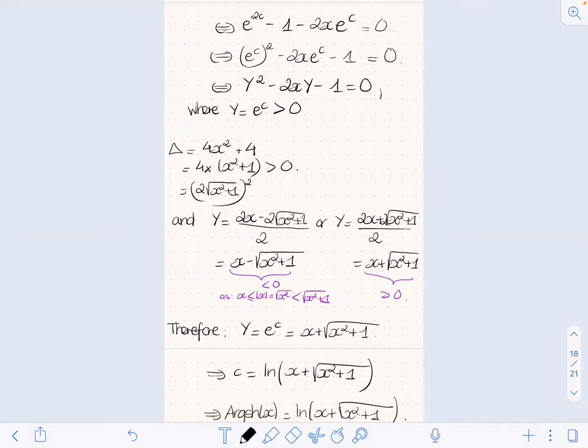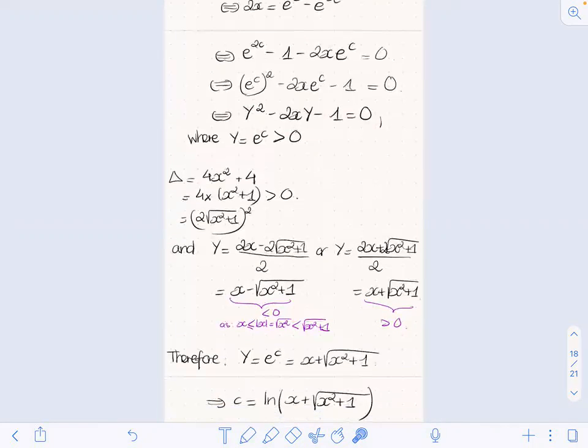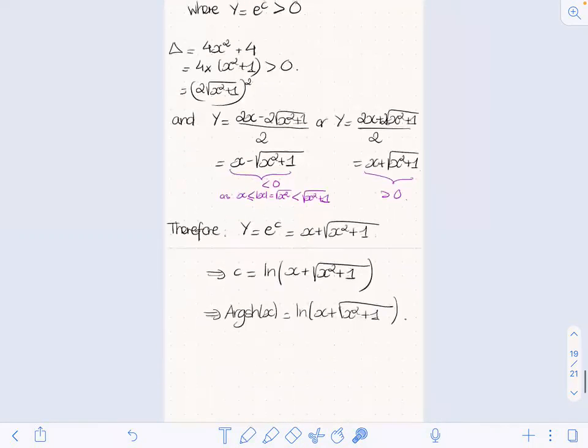So you start off by calling c the value of argsh of x, then you apply the inverse to link x to c, and you're in a setting where you can write some sort of polynomial equation and get some information about c. This type of reasoning isn't always possible, but with the hyperbolic trig functions, it often is possible. And we've got some sort of explicit expression.